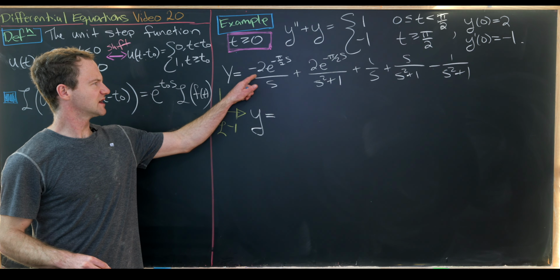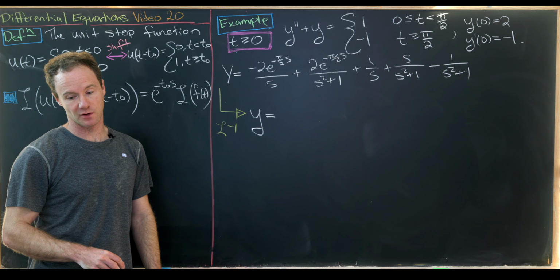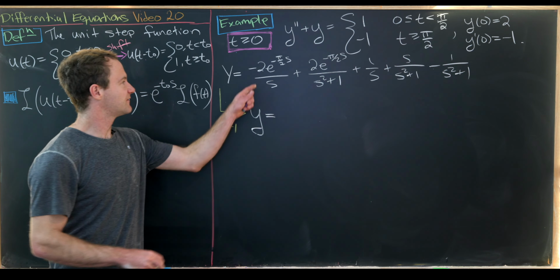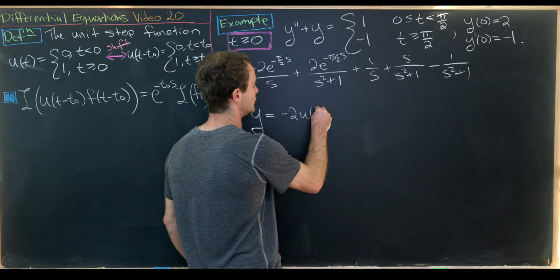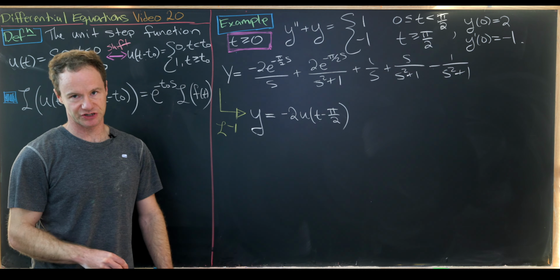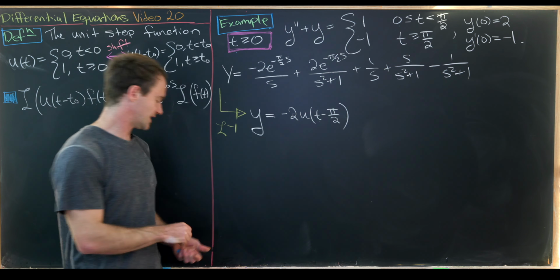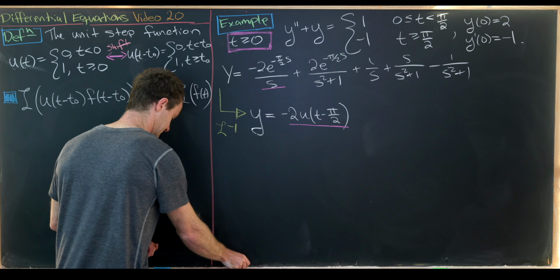And now this is going to be some sort of shifted version of the inverse Laplace transform of 1 over s. So in fact, what we get here is minus 2, and then we'll have u evaluated at t minus pi over 2. Okay, so just to reiterate, that's what we get from this bit. Maybe we'll color code these like this.